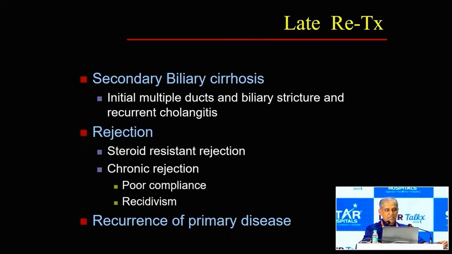Compared to that, late retransplants are mostly because of the initial biliary problems that occur in live donor liver transplantation, and then multiple cholangitis and secondary biliary cirrhosis. That's one of the common causes. Secondly, rejection. Once you go on to steroid-resistant rejection, salvageability becomes very limited, and you probably end up with a transplantation. Chronic rejection, because of poor compliance added on by recidivism, can be a problem, as can recurrence of primary disease.